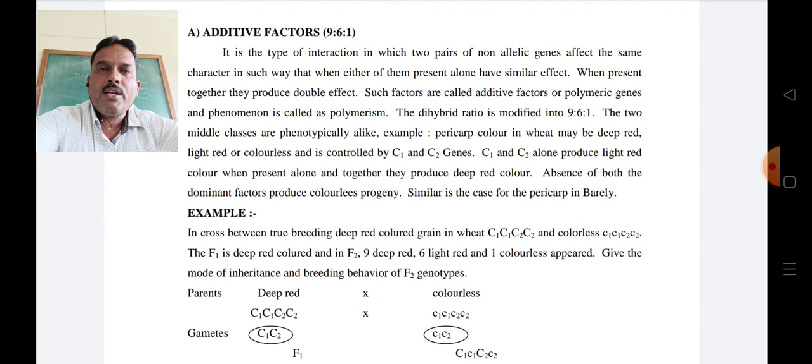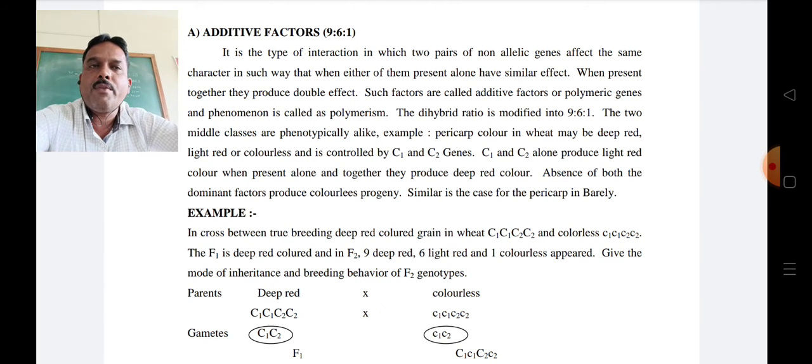So when we make a fusion between the female gamete and male gamete, the new individual that arises is the F1 generation, which is also the hybrid. So the F1 genotype is capital C1, small c1, capital C2, small c2. So this is the heterozygous genotype. In that heterozygous genotype we can observe capital C1 and capital C2, both dominant genes are present. So its color effect will be deep red, like the first parent.